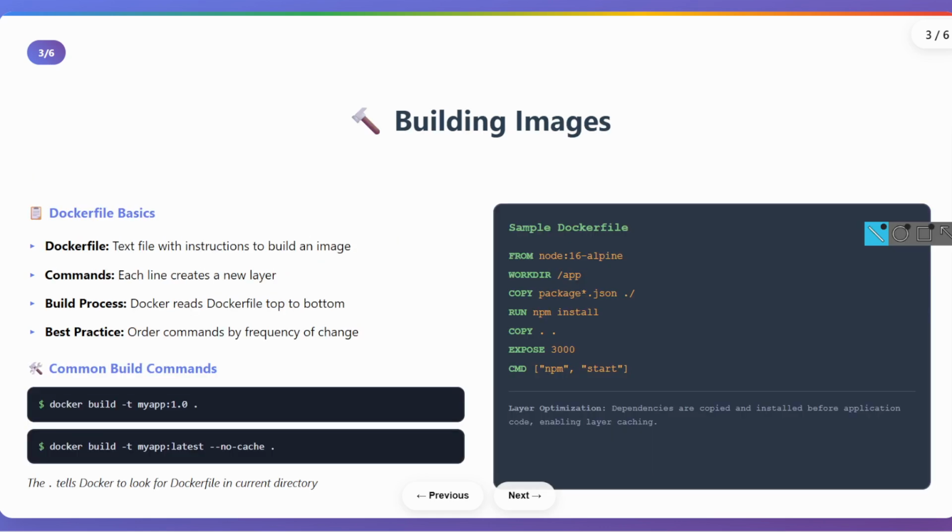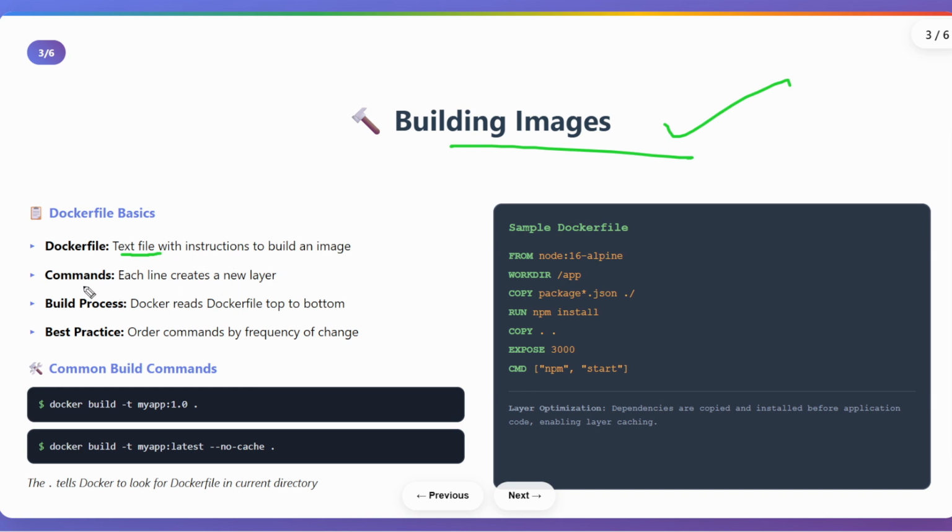Okay, and now coming to building images, how exactly the images are built. Basically, some Dockerfile basics we need to discuss here. A Dockerfile is a text file with all the instructions to build an image, right?